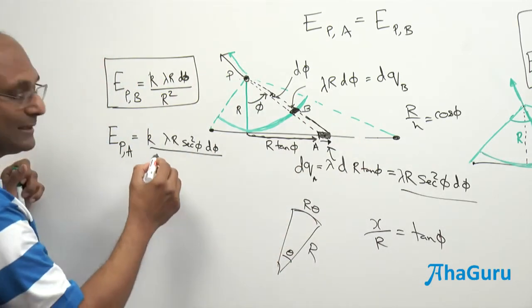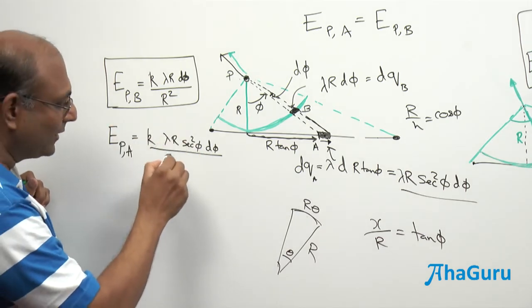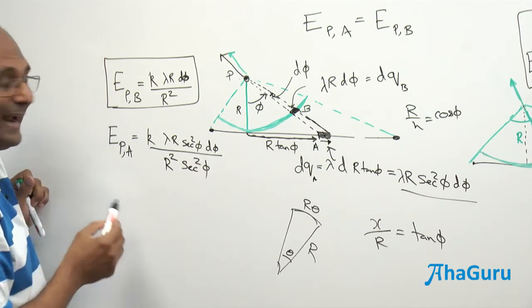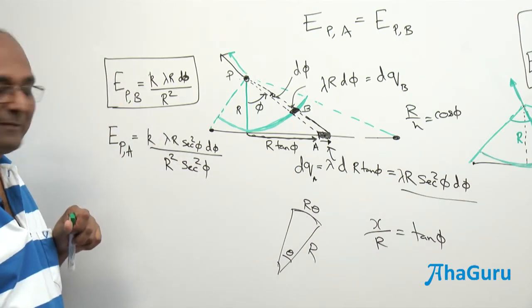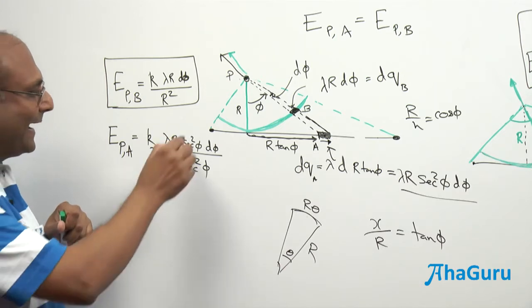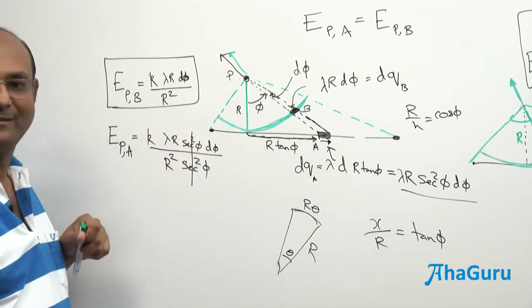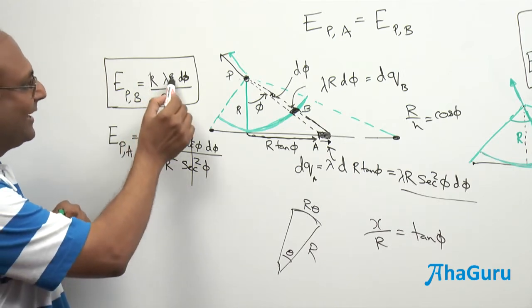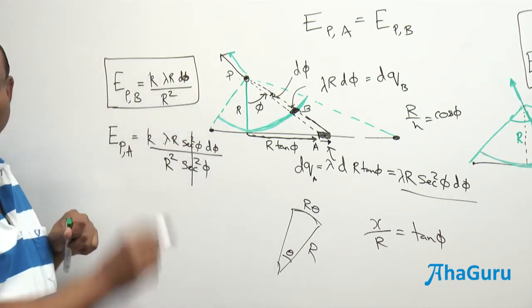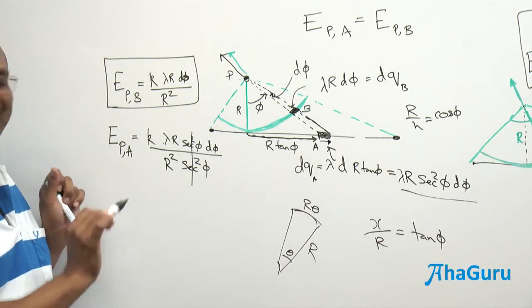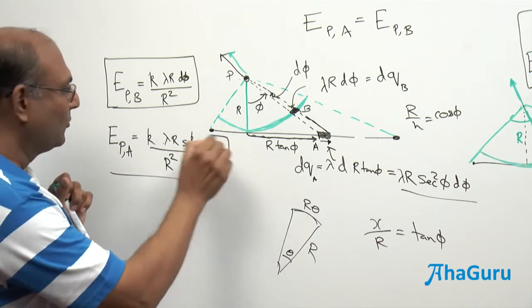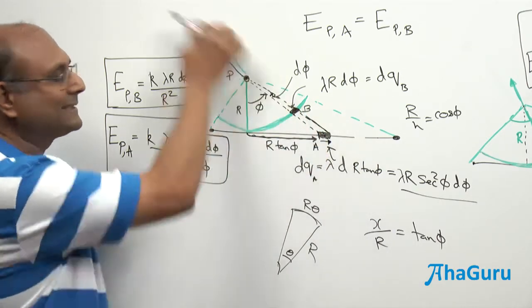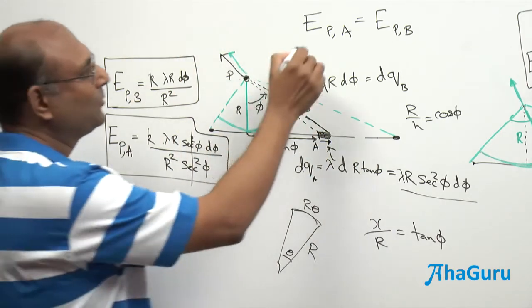So that means here when I do the square of it, I should get r square secant square phi. And we had a secant square phi at the top, and we have a secant square phi at the bottom, and they beautifully cancel. And so you are left with k lambda r by r square, d phi. Proved. What have we proved? We have proved that the field of this guy there is equal to the field of this guy there. So we have proved this statement.